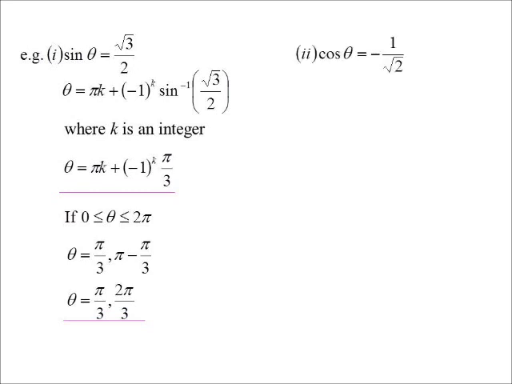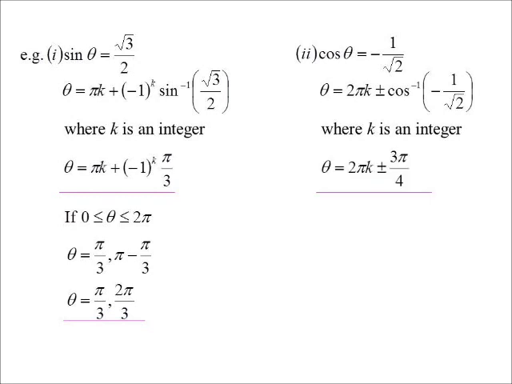Okay, let's try a cosine one. So minus 1 on root 2. So it's going to be 2 pi k plus or minus the inverse cos of minus 1 on root 2. Okay, I'm thinking of my inverse cos graph. That's the one that only gives me acute or obtuse angles. So being negative, that must be an obtuse angle. 1 on root 2, that's pi on 4, but if it's obtuse, we must be talking about 3 pi on 4. So we've got 2 pi k plus or minus 3 pi on 4, where k is some integer.